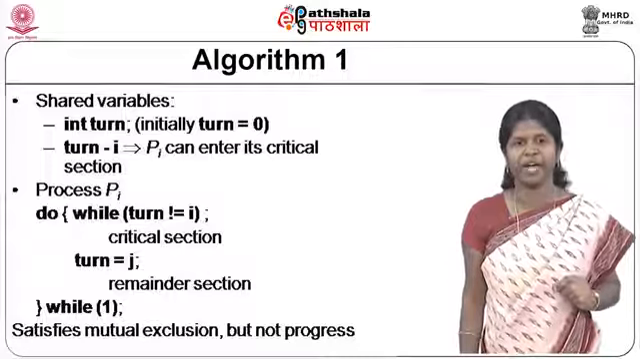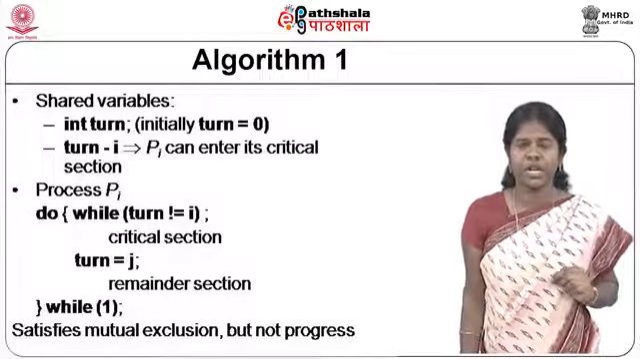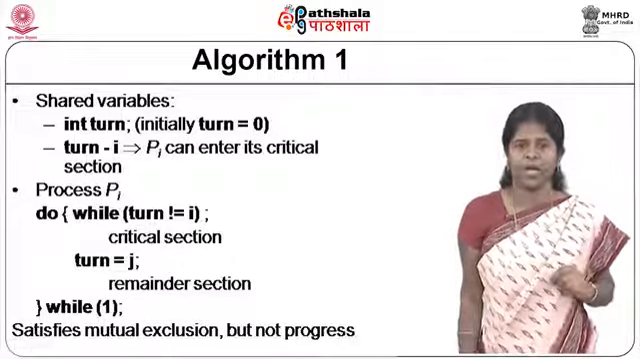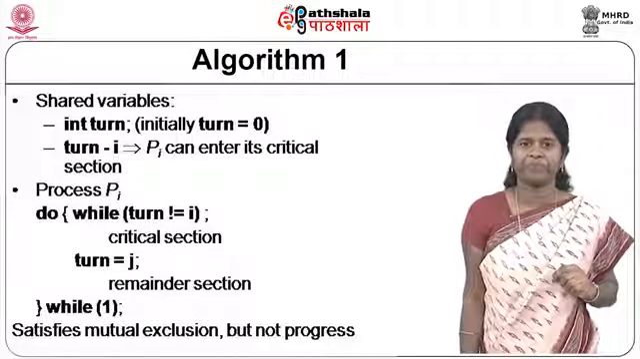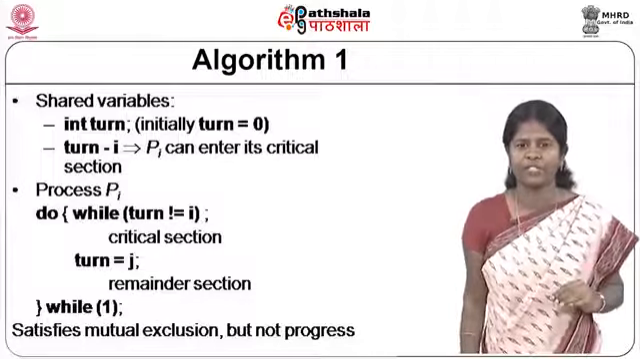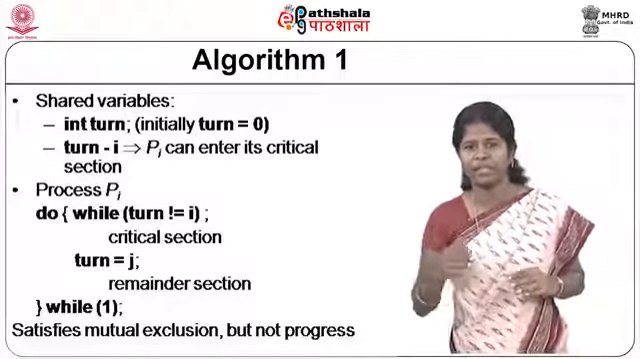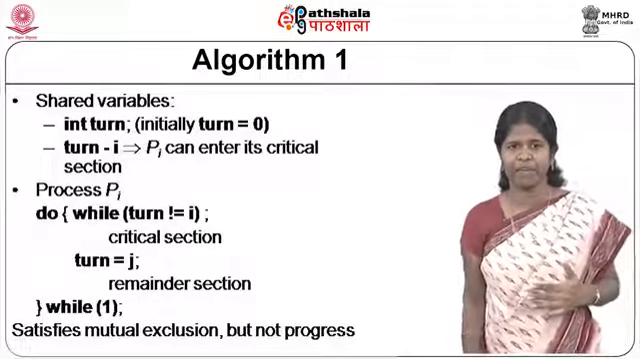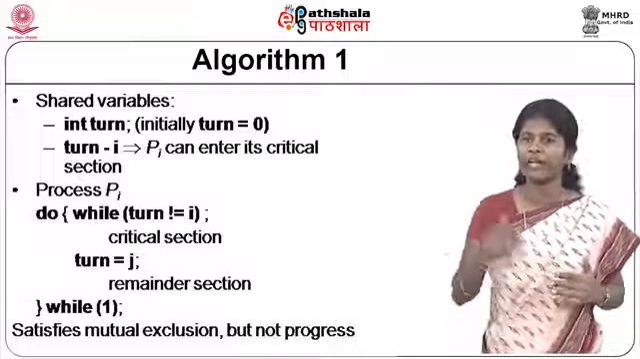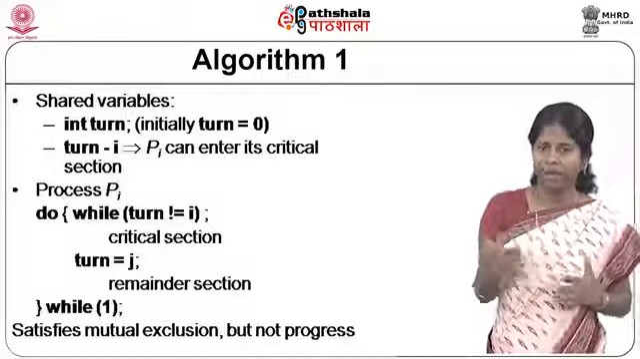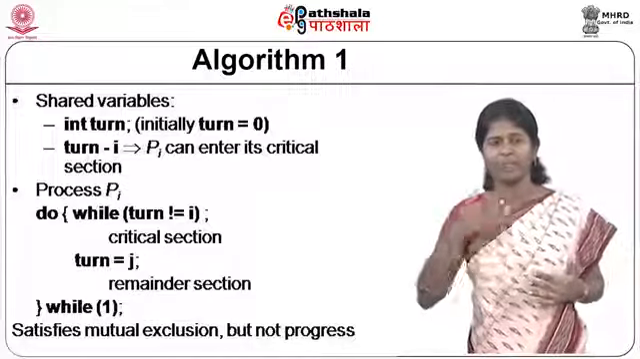It will check if the value of the variable turn is equal to i or not. As long as it is not equal to its ID i, it will keep on waiting. And if the value of turn becomes equal to i, then it can enter the critical section. After coming out of the critical section, you find a statement turn equal to j. This turn equal to j is executed after process i comes out of the critical section.